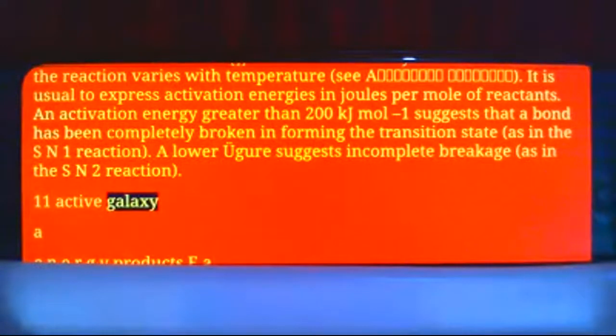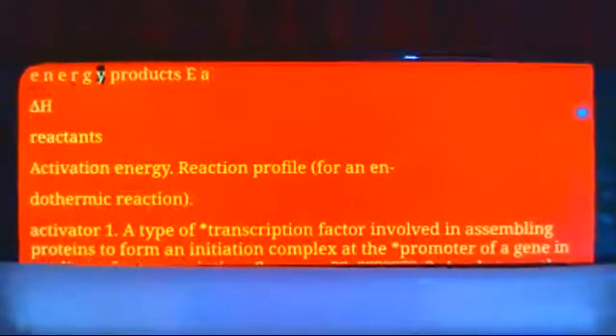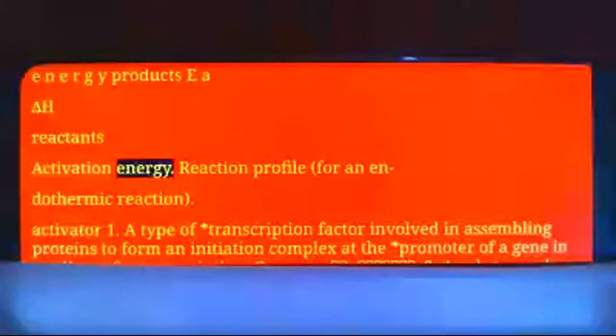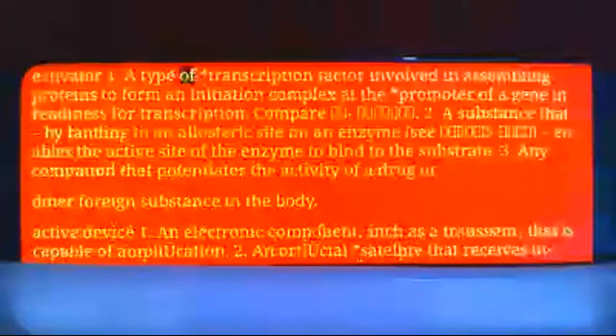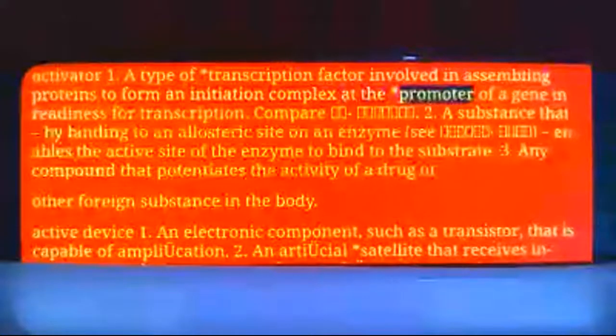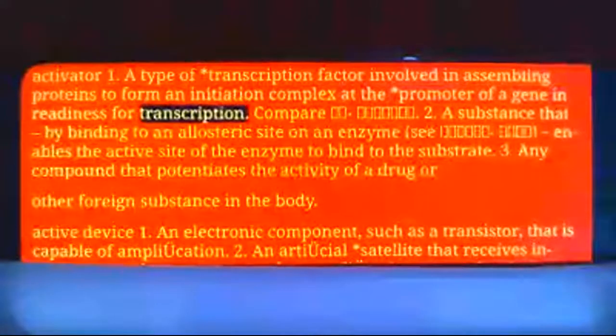See also: active galaxy. Activation energy: reaction profile for an endothermic reaction, showing the reactants, the activation energy, and the products. Activator: 1. A type of transcription factor involved in assembling proteins to form an initiation complex at the promoter of a gene in readiness for transcription.